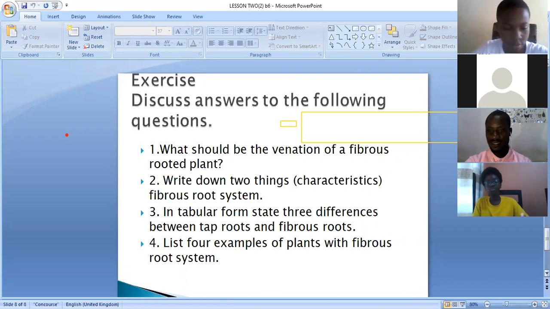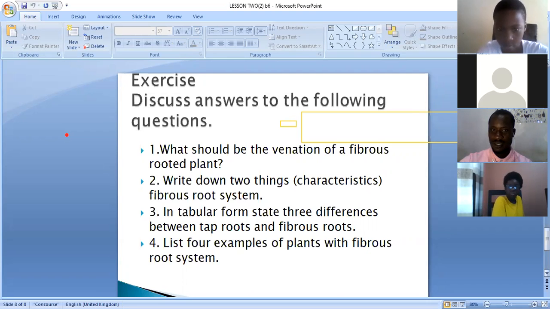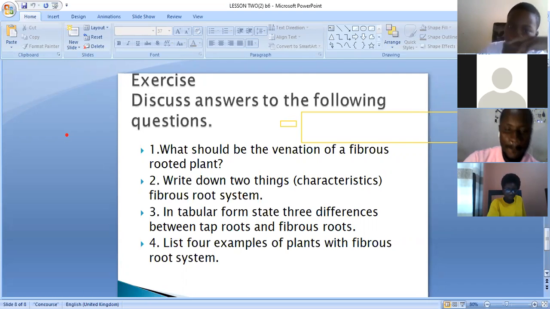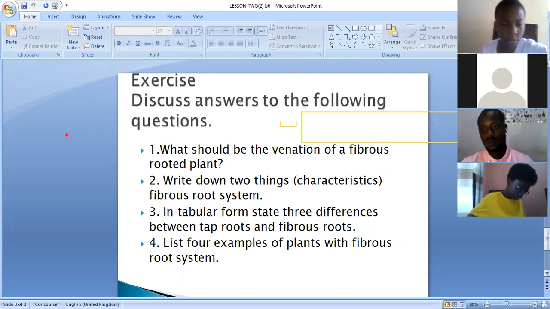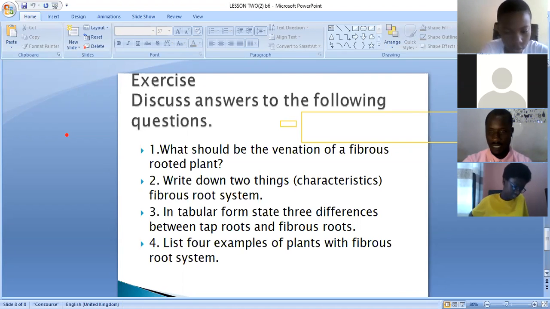Sir, please. Fibrous roots. Please give me your name. Grace. Grace, yes. Fibrous roots don't go deep into the ground, but taproots go deep into the ground. Okay, good. That's a good answer.